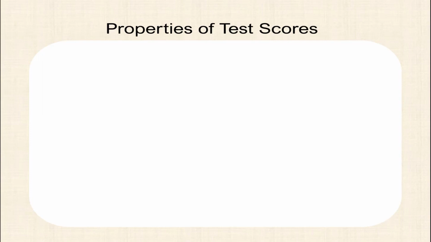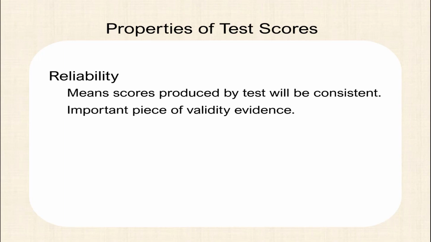So here are properties of test scores, because remember, that's what we're after. Scores that we can use to make decisions, and we want them to be valid so that the decisions we make are valid. So one of the properties that makes them valid is reliability, and that means that scores produced by the test will be consistent. It's an important piece of validity evidence.